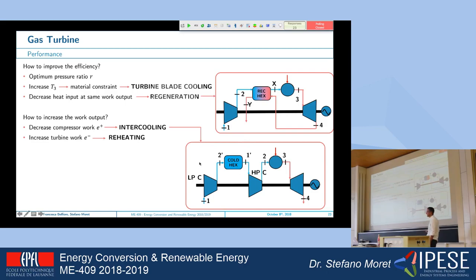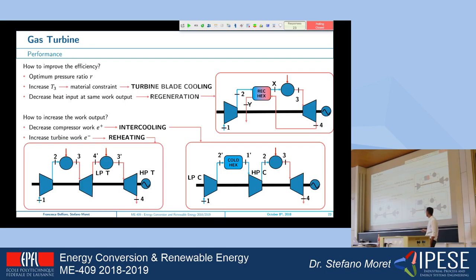and having an intercooling in between, this allows to decrease the work of a compressor, so by doing two-stage compression, we have a more efficient compression. And the same thing, we can do it in the turbine. So if we do a reheat in the turbine, which basically means after the first expansion, we reheat in the combustion chamber and we expand again, then we can increase the work output. So these are the three measures that you have available in a gas turbine to increase the efficiency, okay?